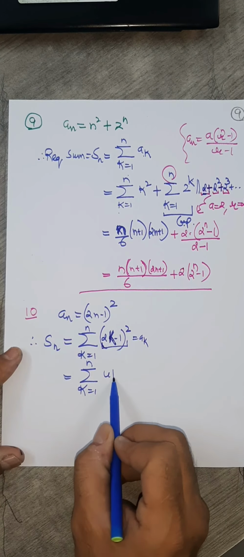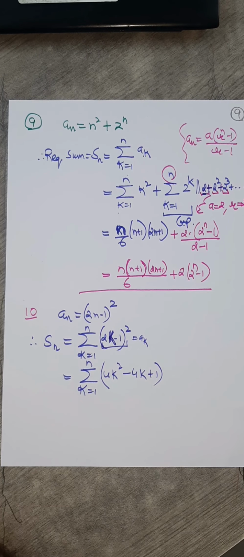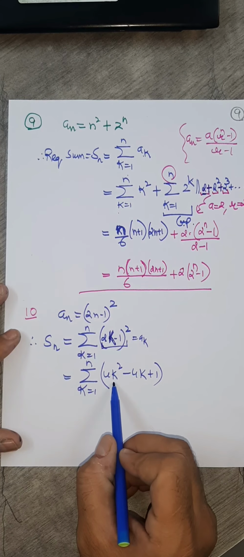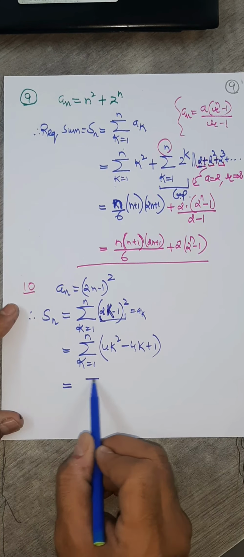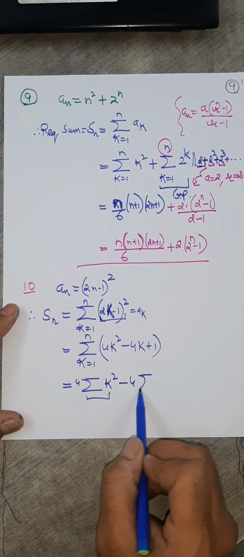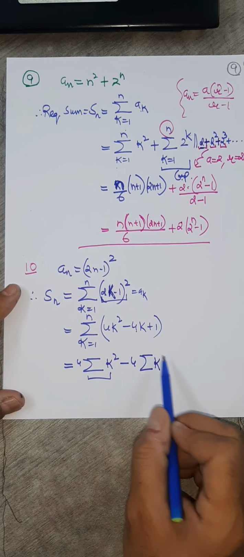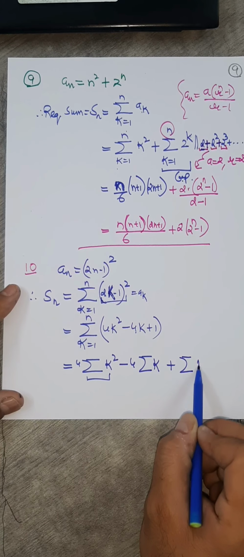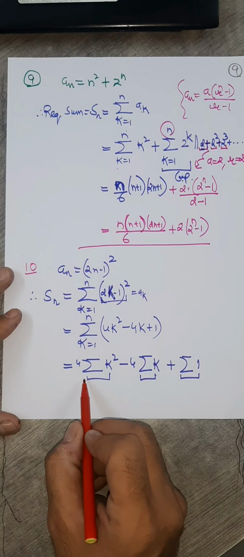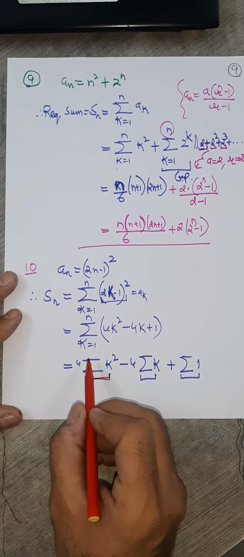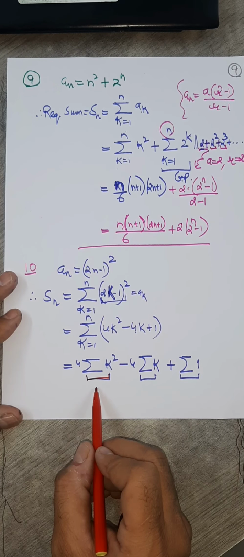So 4k squared minus 4k plus 1, right? Now what is the next step? You know, take the sigma inside, 4 being constant outside, sigma k square. You have a ready formula for this. Minus 4 being constant outside, this is just sigma k, plus sigma 1. Clear? For each of these you have a prepared formula. What's the formula for this? You know, here it is n by 6 into n plus 1 into 2n plus 1.